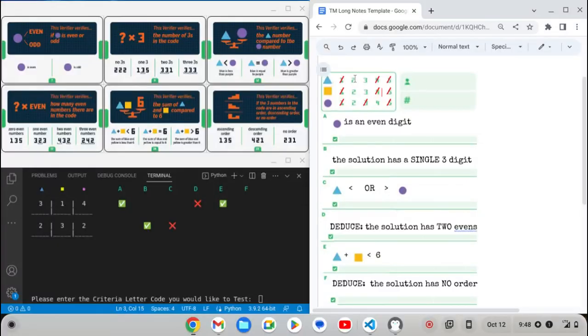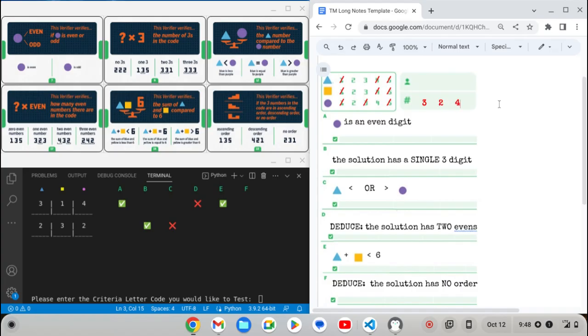Well, it could be 2, 3, 2 or 3, 2, 4. That seems to be the only possibilities. 2, 3, 2. Oh, but we can't have equal digits among triangle and circle. So it can't be 2, 3, 2. So it must be 3, 2, 4 as our solution. So let me just type that up.